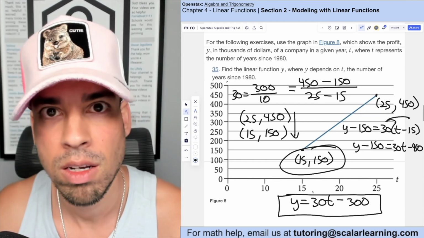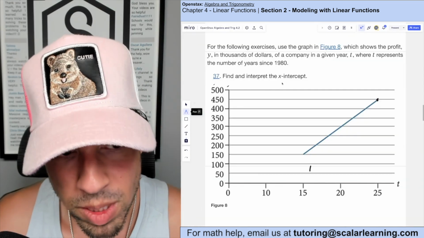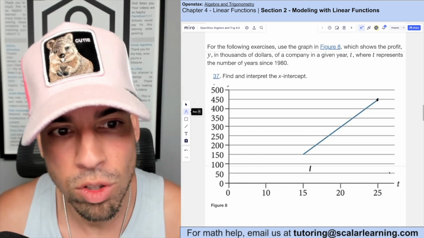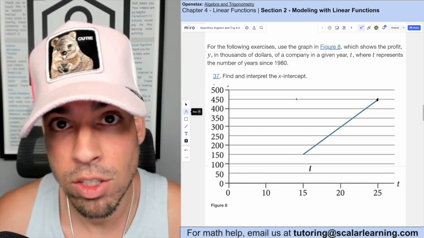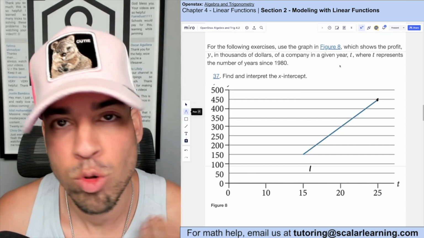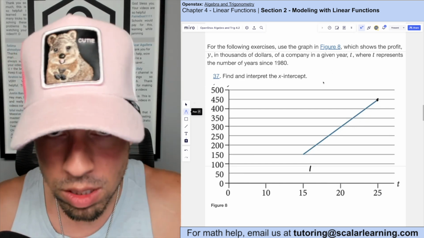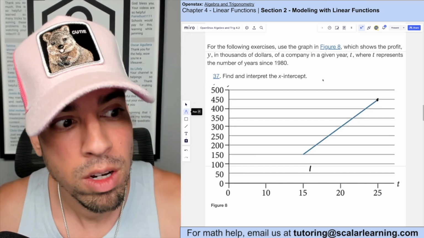Boom, done. So for this question, it says find and interpret the x-intercept. And in this case, really what they mean is the t-intercept. So what I'm going to do is I'm going to pull up the linear function for this scenario, which we actually did in 35. So I'm not going to redo that entire process, but if you want to see how we derive that linear function formula, go back to 35.